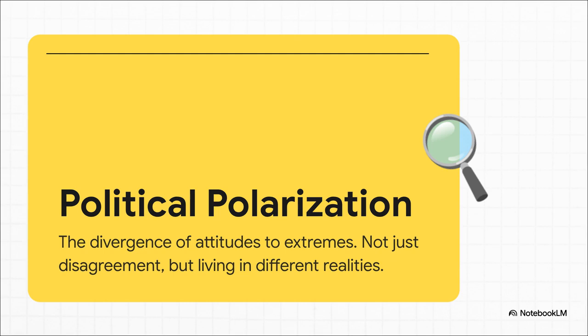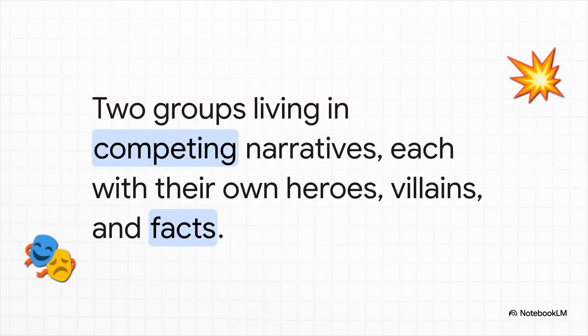The technical term for this is political polarization, and it goes way, way beyond just disagreeing on policy. It's what happens when people start living in completely different realities, fed by different information, and believing in fundamentally different stories about their own country. And there it is. There's the connection to our first clue. Just like with the founding of America, where we have different stories depending on the perspective, in modern politics we see groups living inside their own competing narratives. Each story has its own heroes, its own villains, and, this is crucial, its own set of facts. It's a battle of stories, and it's happening right now.